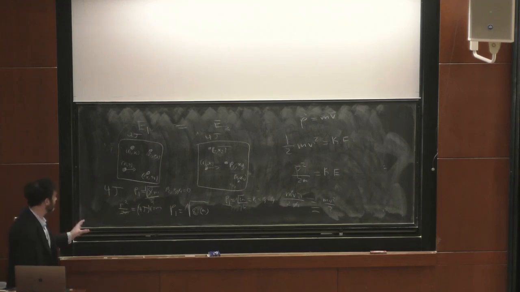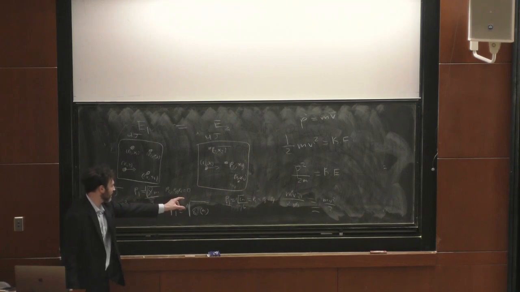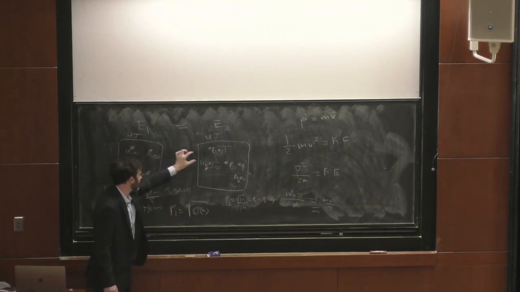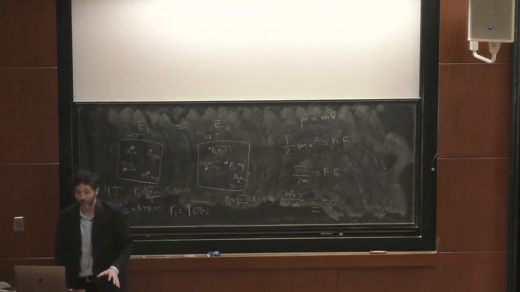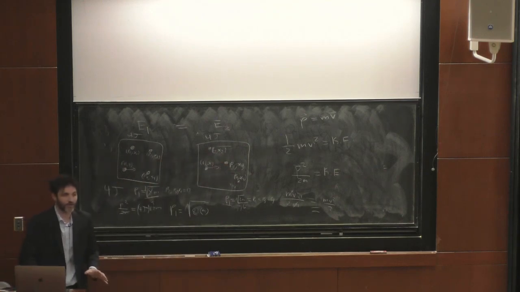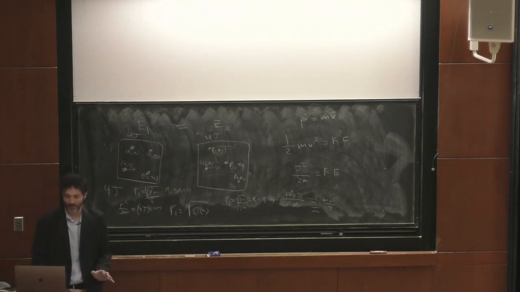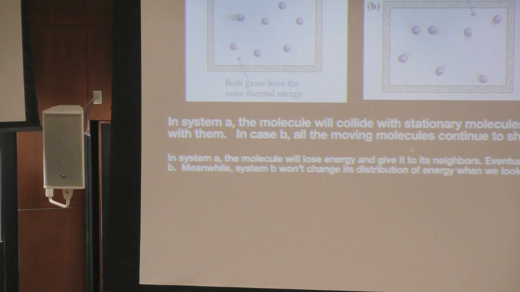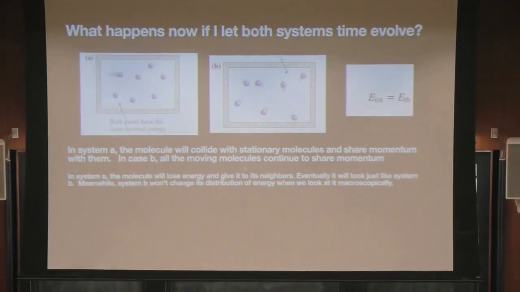Okay, so we divide that by 4. Now they're split up evenly at the later stage. So the energies are the same, it's just that each one has less momentum than it had before, and they're all split evenly. Okay, great. Any more questions about that point? Okay, great catch. So it's distributed evenly, and in system A, the molecule will collide with stationary molecules and share momentum with them. And in case B, all the moving molecules continue to share momentum.